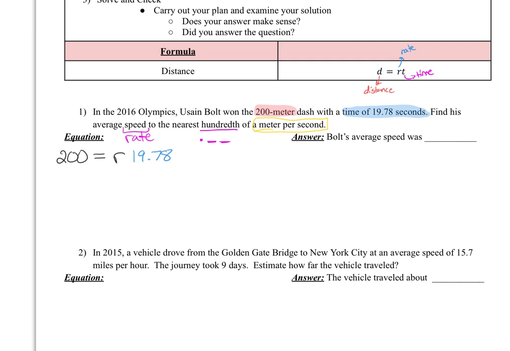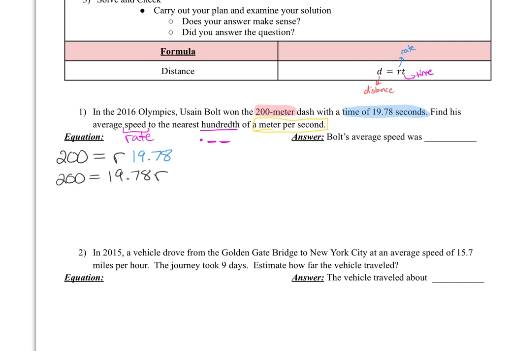Now, when I'm writing an unknown letter times a number, do I usually put the letter first or the number first? The number. So we're going to rewrite it so that the number is first. So 19.78 R. That's how we represent multiplying a number that we know with a number we don't know, a letter, a variable, okay? So this is my equation. So how do you think we can solve it?